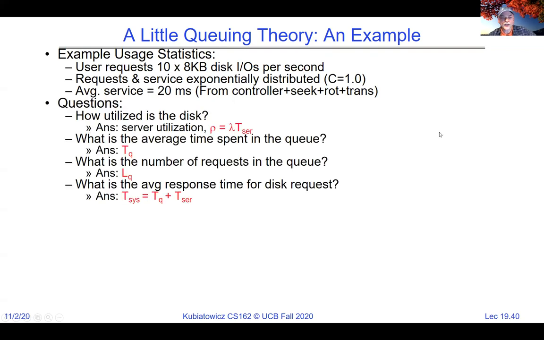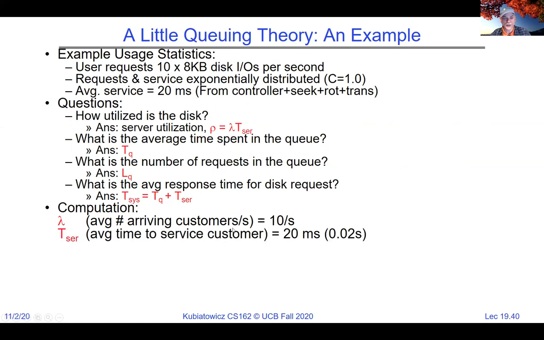And so we can now ask these questions, like how utilized is the disk? Rho is equal to lambda times the service time. Okay, so what's lambda here? Well, lambda is 10 requests per second. The service time is 20 milliseconds. Okay, and so I can compute, lambda is 10 per second. The service time is 20 milliseconds, which is 0.02 seconds. Don't forget to keep your units together. And so rho, which is the server utilization, is lambda times T sub S. So the utilization here is 0.2.